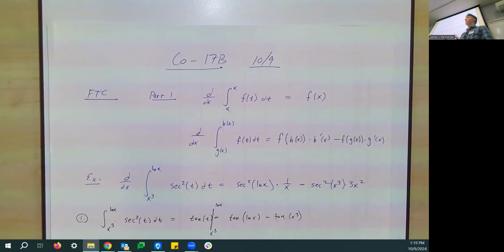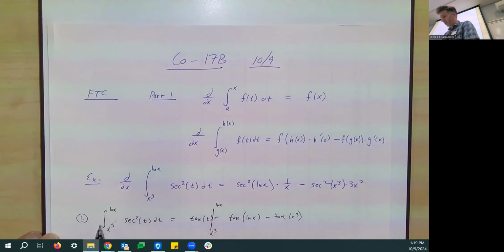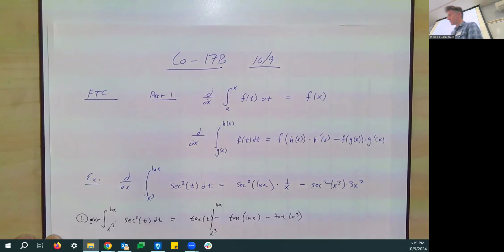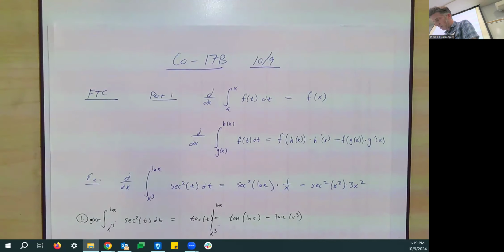And the homework problems you're doing might say that the integral is g of x, and then you're trying to find g prime of x. So they might say this is g of x. And then we're going to find in part two, g prime of x by literally just taking the derivative of this. That's going to be the derivative of tangent of natural log of x minus tangent of x cubed.